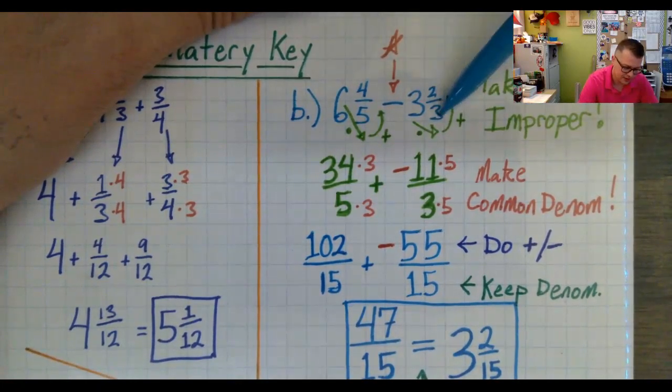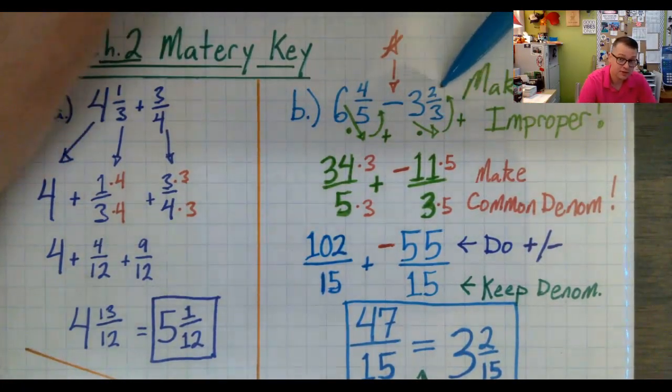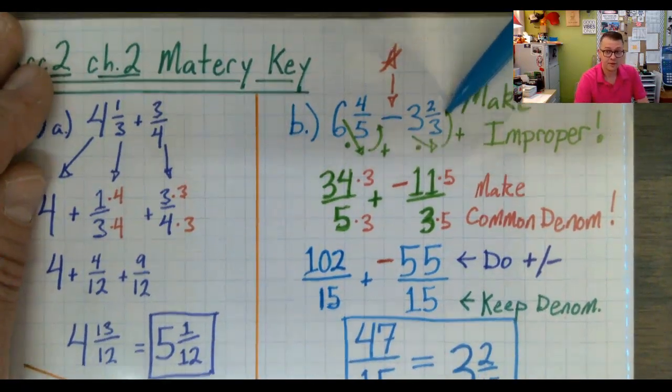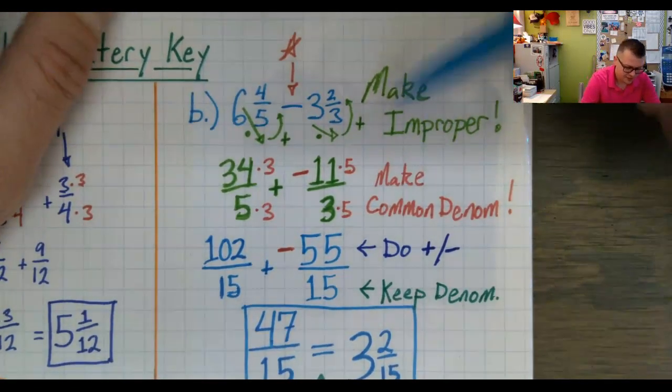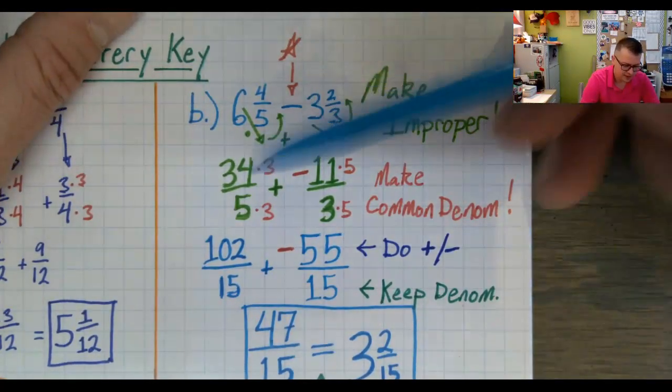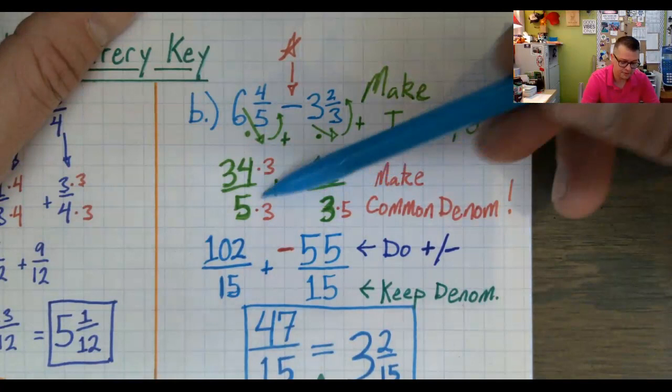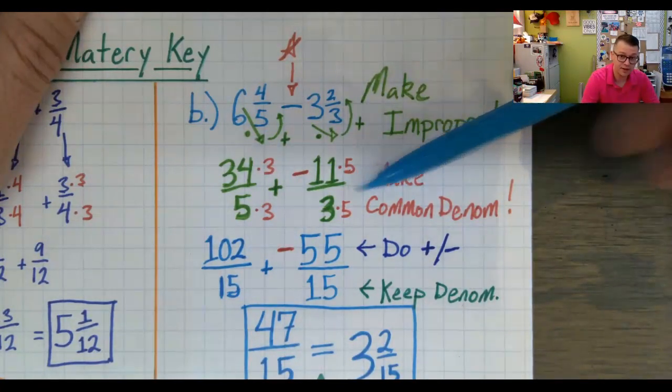Over here, 3 times 3 gives me 9, plus 2 more gives me 11. Sorry, I'm going to make sure that this is out of the way of my little picture-in-picture. So we want to start by making these improper. Right, so now I have denominators of 5 and 3, so now I care to make the common denominator.